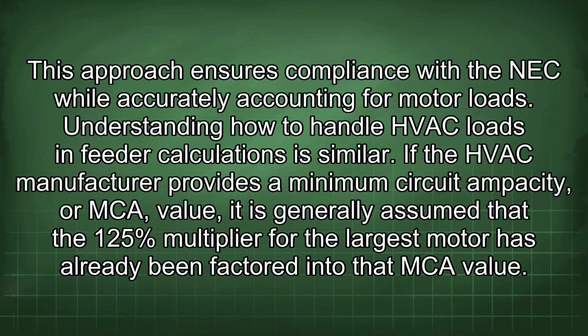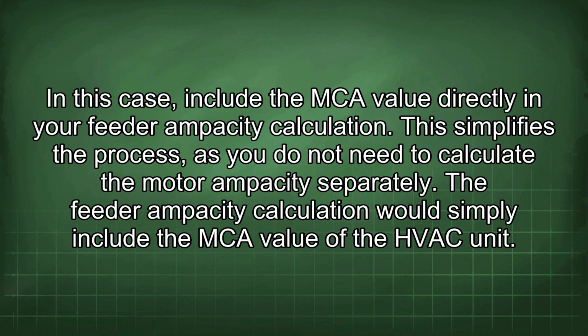Understanding how to handle HVAC loads in feeder calculations is similar. If the HVAC manufacturer provides a minimum circuit ampacity, or MCA value, it is generally assumed that the 125% multiplier for the largest motor has already been factored into that MCA value. In this case, include the MCA value directly in your feeder ampacity calculation. This simplifies the process, as you do not need to calculate the motor ampacity separately. The feeder ampacity calculation would simply include the MCA value of the HVAC unit.